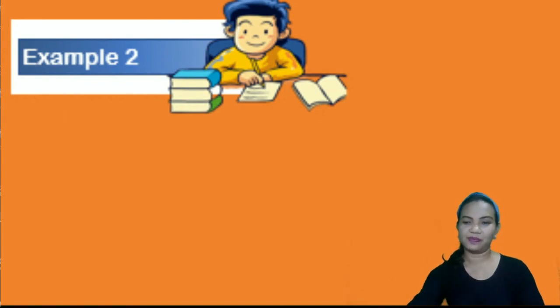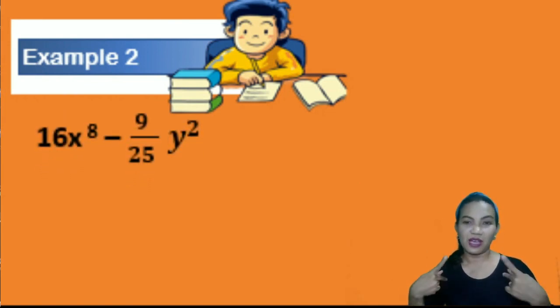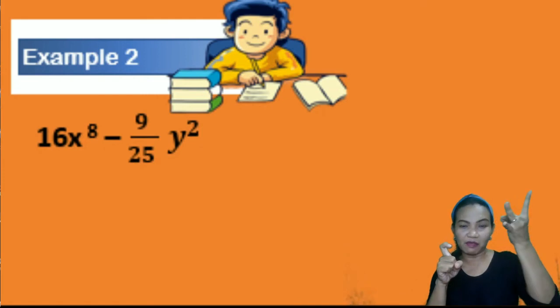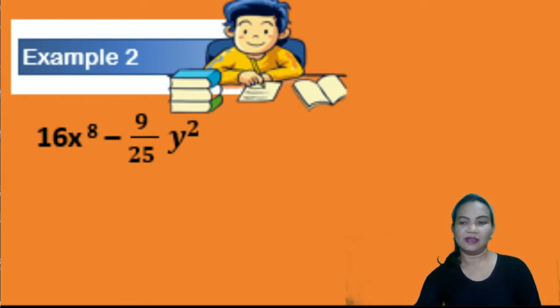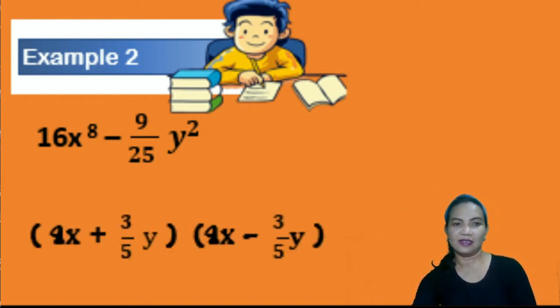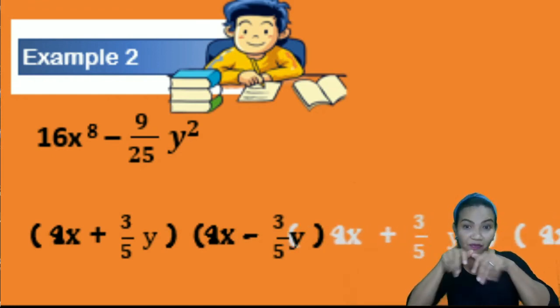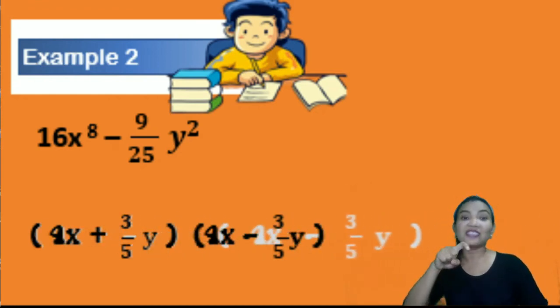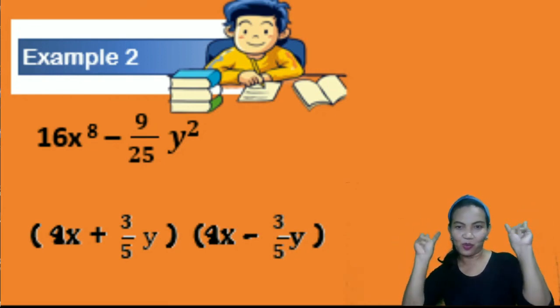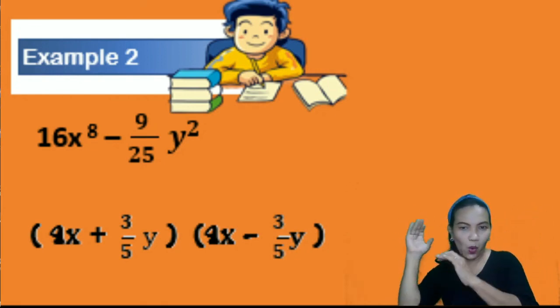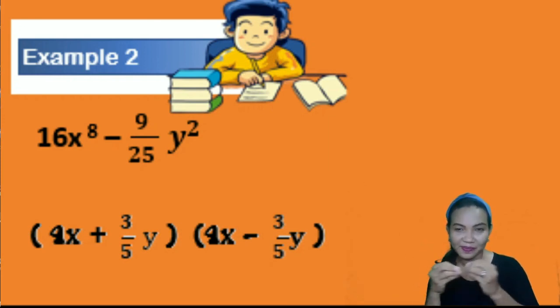Example 2. We have 16x raised to the 8th power minus 9 over 25 y squared. So this is now the factor. 4x plus 3 over 5y and 4x minus 3 over 5y. Wow! Hope you learn some more.